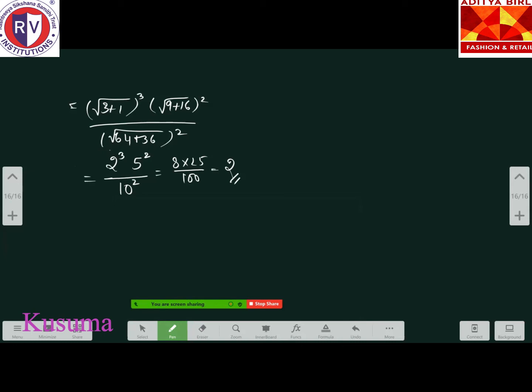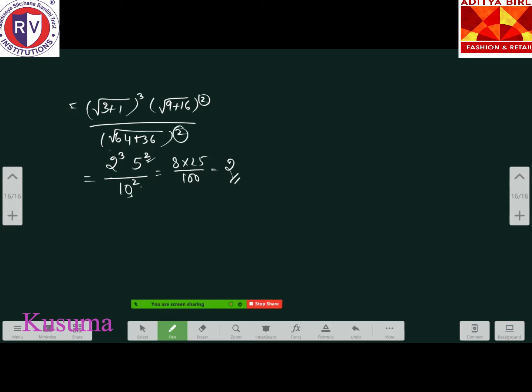So here 9 plus 16 is 25. Root 25 is 5. Here there is a square for the term, that square we have taken here. And root of 64 plus 36. So 64 plus 36 is 100. Root of 100 is 10. And a square is there, we are carrying that square here.